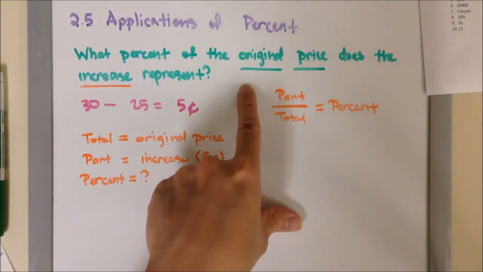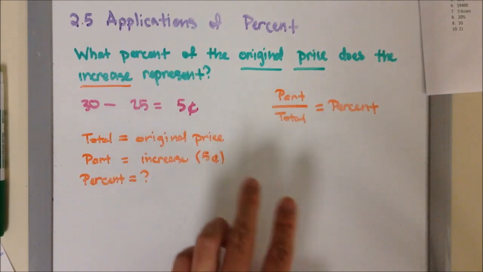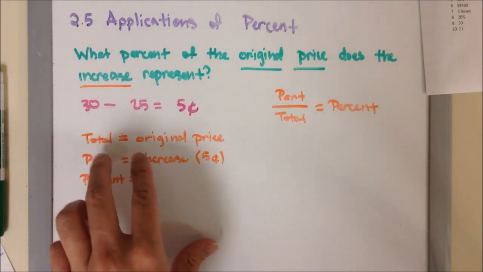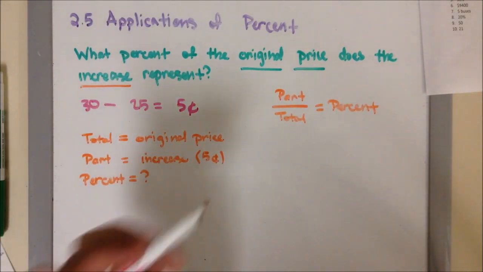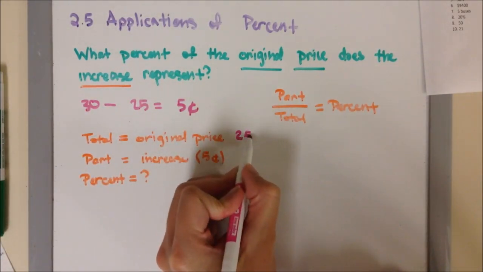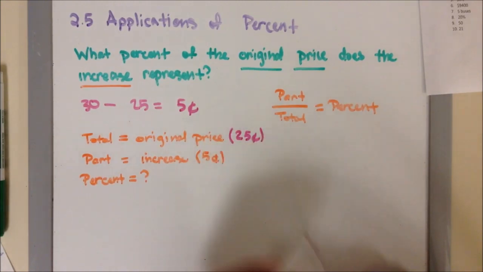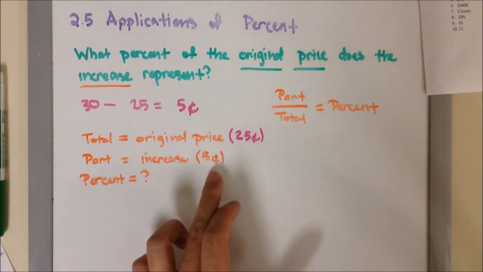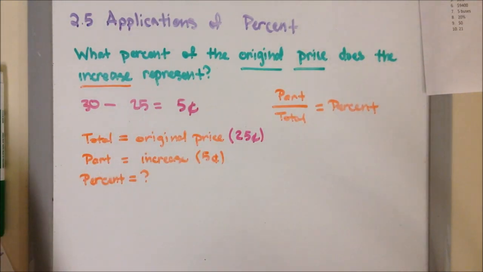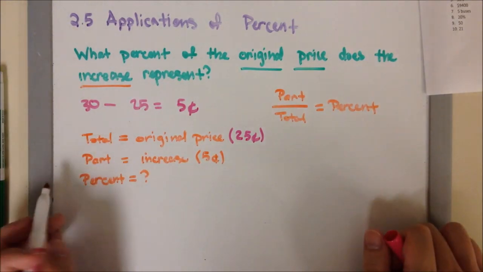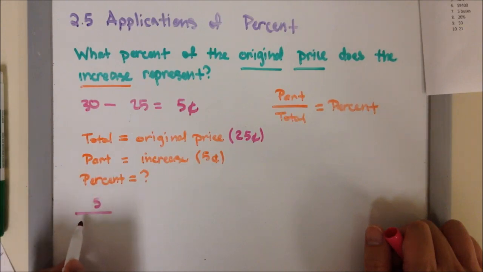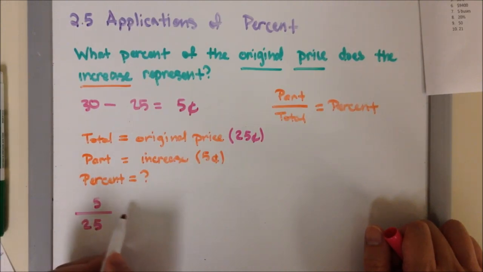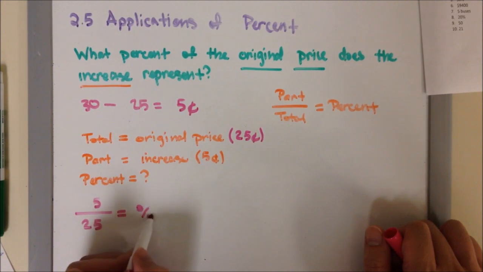The original price, when it says original price, that basically is a hint that this is going to be the total. So my total will be what it started off, which was 25 cents. So take note that the original price is 25 cents. And then the increase is the part, which is 5 cents. So working with that, we're going to set it up. What's going to be in my numerator is 5. What's going to be in my denominator is 25. And we're looking for percent. We don't know what that is.